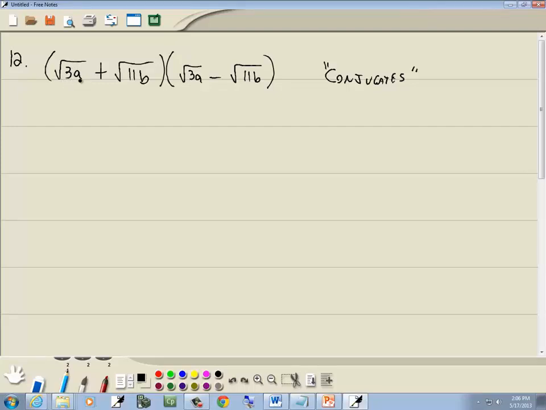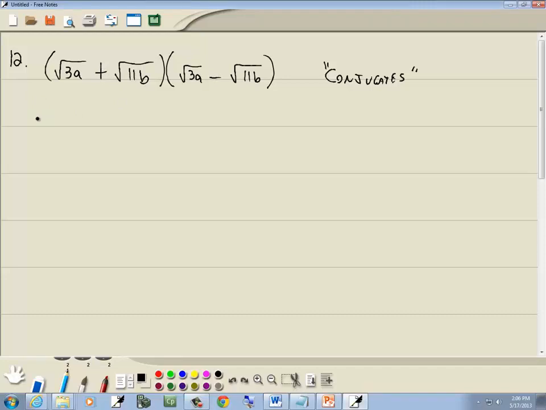See how we have a square root of 3a here, we have a square root of 3a here. They're the same, aren't they? Now let's look at the last parts. Here we got square root of 11b, here we got square root of 11b. See how those are exactly the same. The first parts are exactly the same, last parts are exactly the same, but the sign in the middle is different. See how this is plus and this is minus?